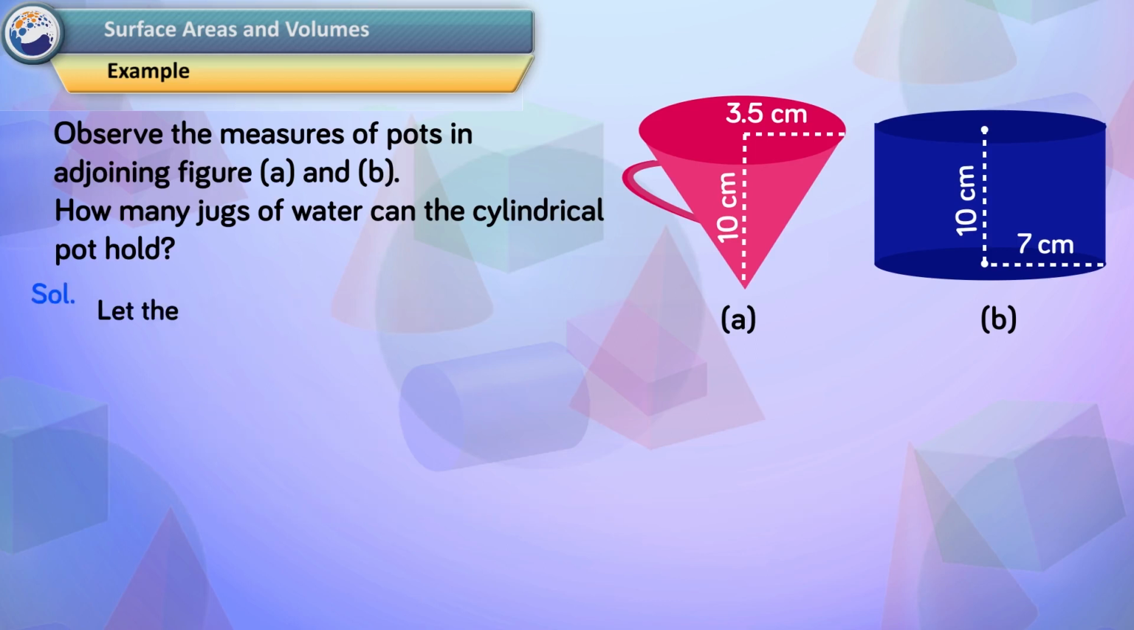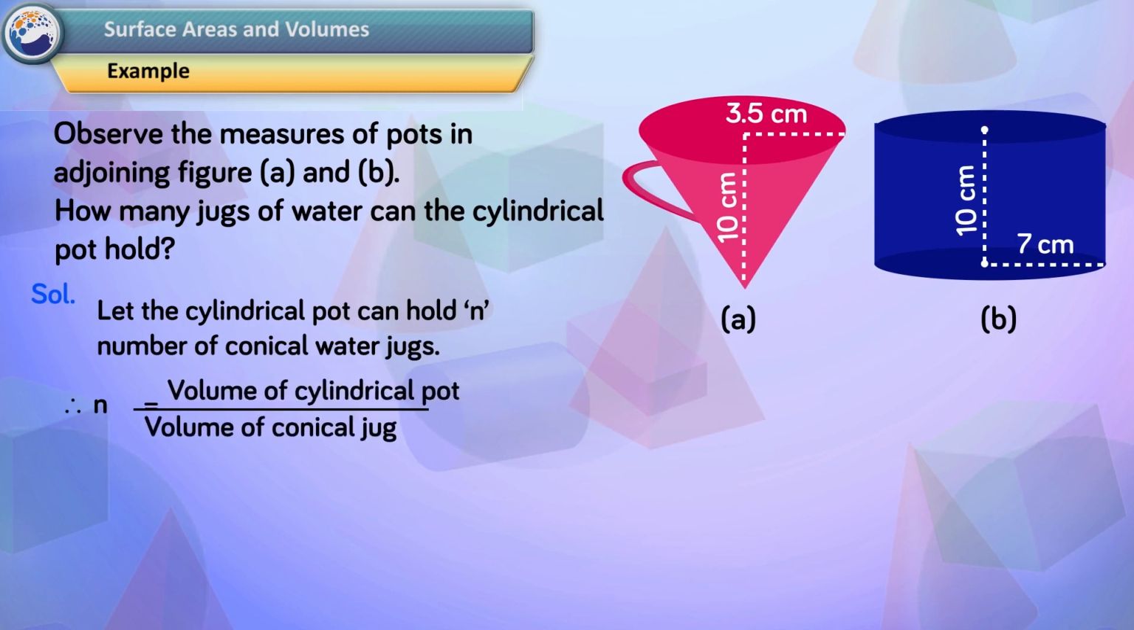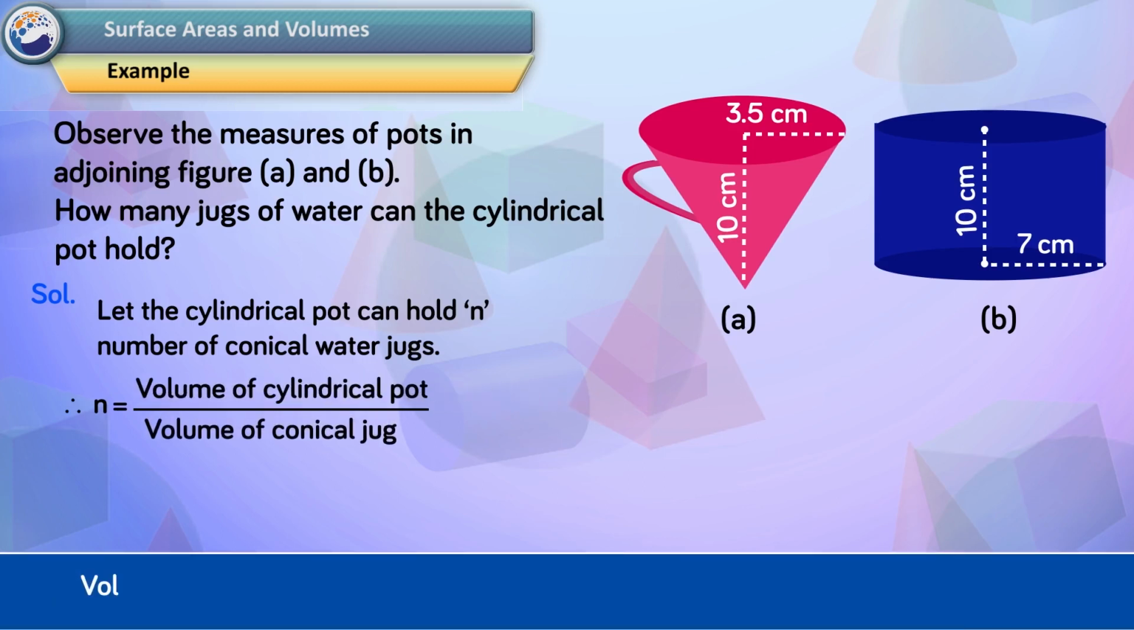Solution. Let the cylindrical pot hold n conical water jugs. Therefore, n into the volume of the conical jug is equal to the volume of the cylindrical pot. Therefore, n is equal to the volume of the cylindrical pot upon the volume of the conical jug. But the volume of a cone is 1 by 3 pi r square h, and the volume of a cylinder is pi r square h.